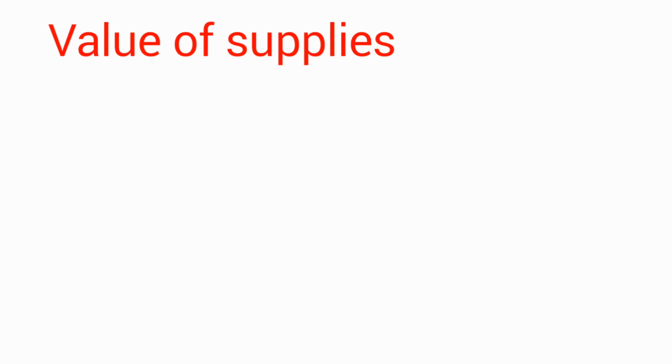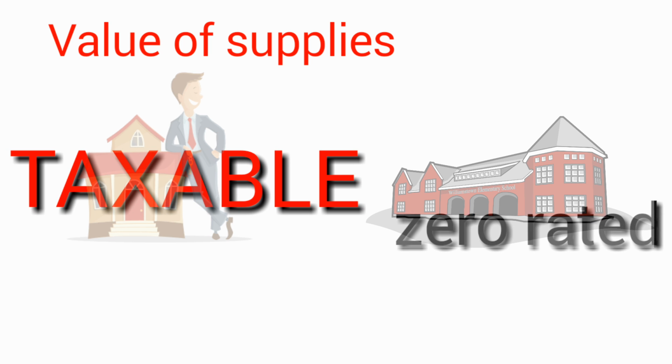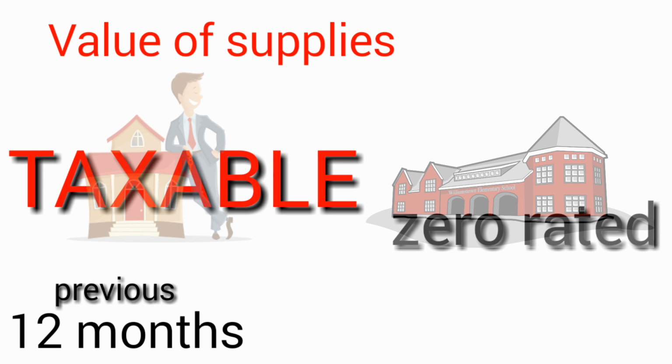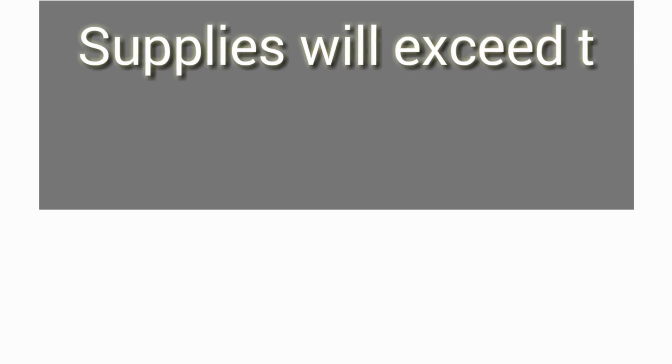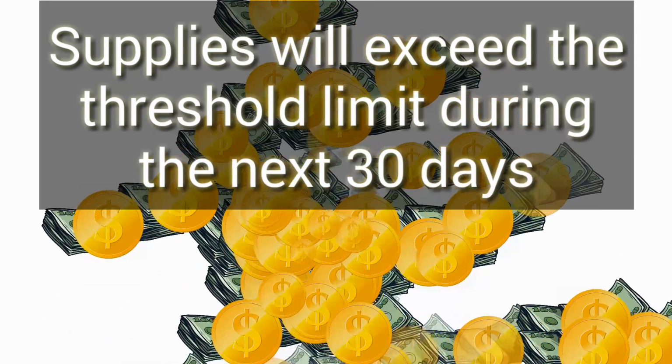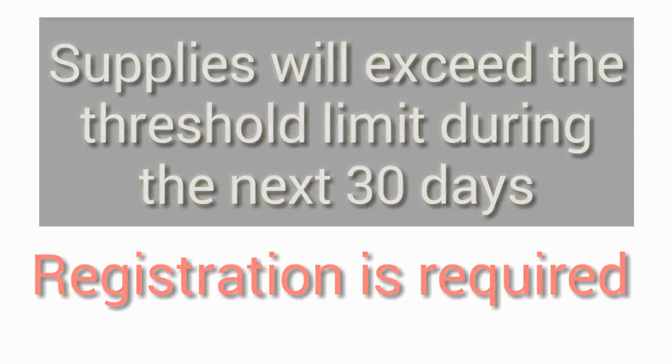187,500 dirhams, where the value of supplies will be calculated by taking taxable as well as zero-rated supplies during the previous 12 months but excluding exempt supplies as well as supply of capital goods. If it is anticipated that the aggregate supplies will exceed the threshold limit during the next 30 days, then also registration is required. Let's have an example.